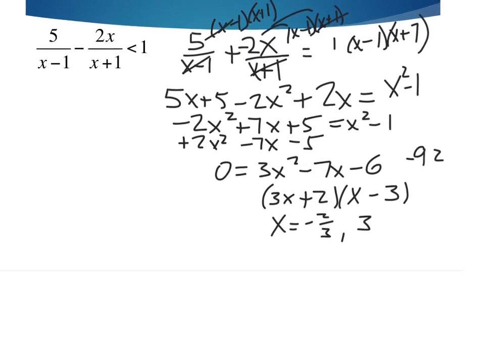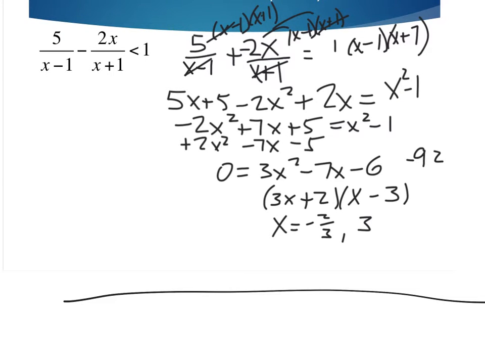Okay. So when I go to make my number line, I have negative 2/3. I have 3. But also we make sure that you add or put on there the values that would make our original equation undefined, which would have been x equals 1 and x equals negative 1. Now let's go ahead and pick some test points. Okay? So I'm going to go ahead and start on the right side. So let's try 4.